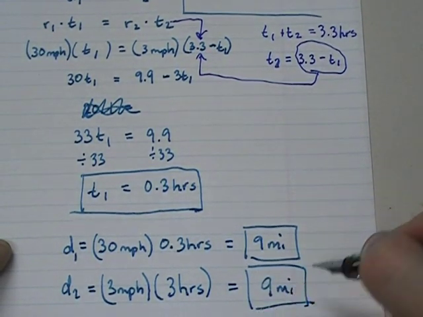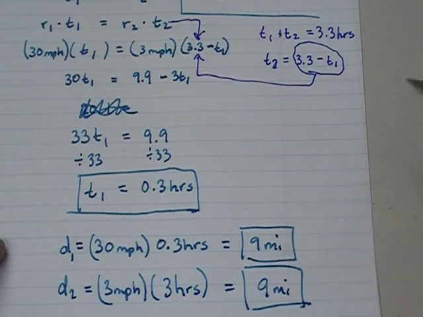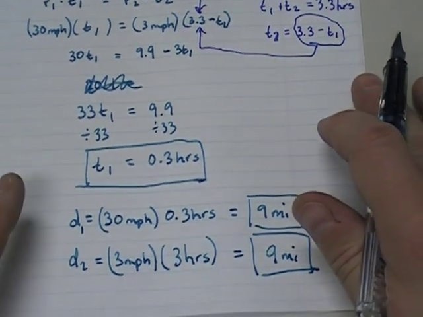So Maya's house is 9 miles from her friend's house. And that's how we solve this problem.